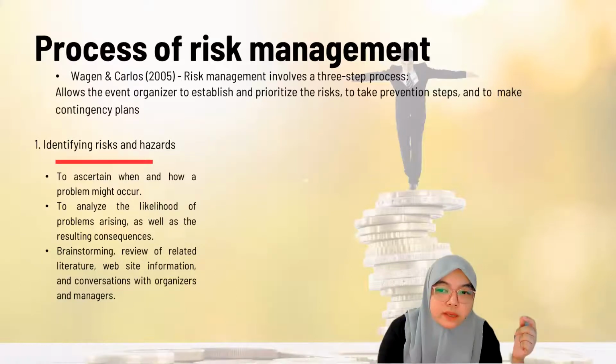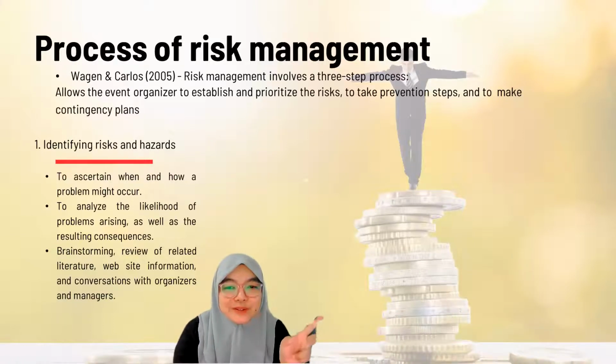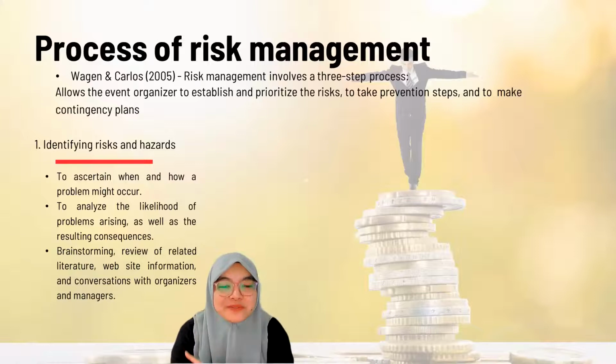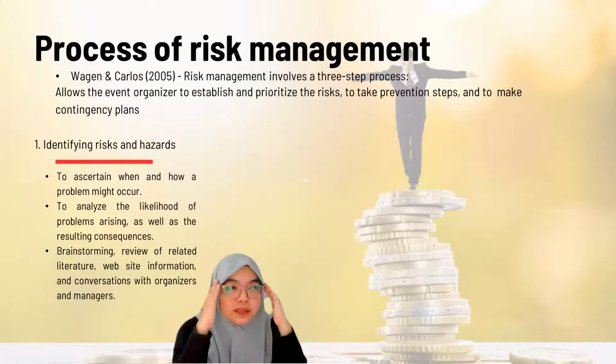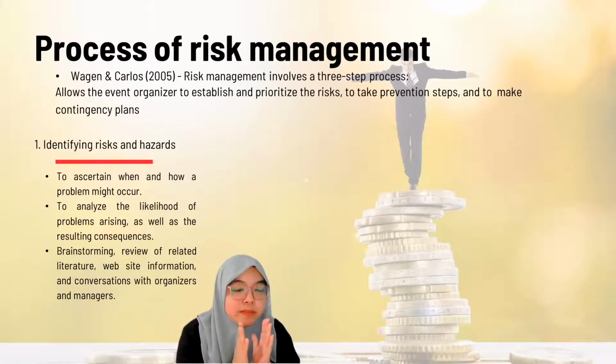So this is the first one: identifying risk and hazard, meaning to ascertain when and how a problem might occur. So you need to check. You need to list down. Okay, you need to think ahead. What kind of problem may occur?